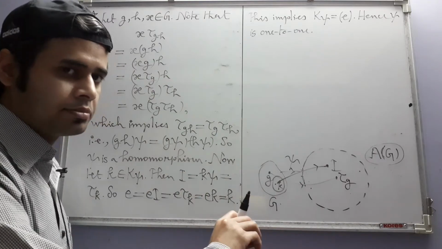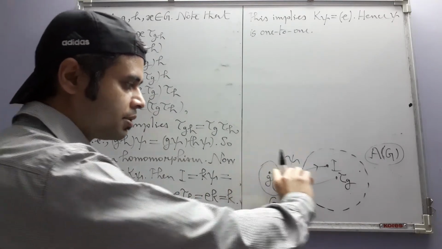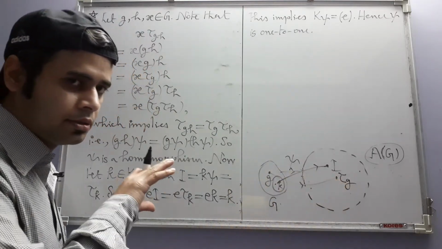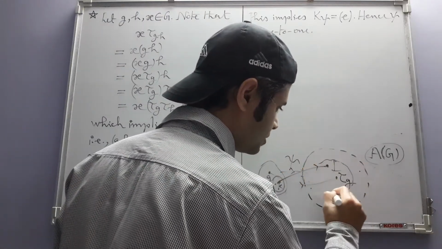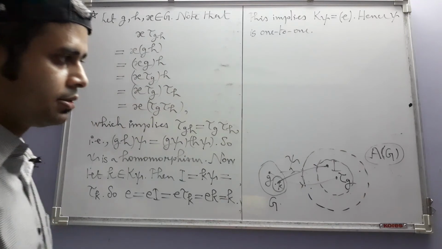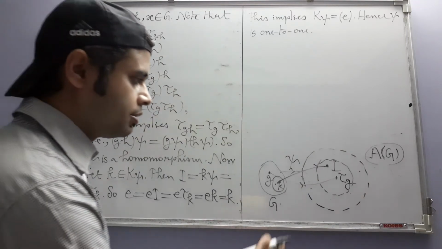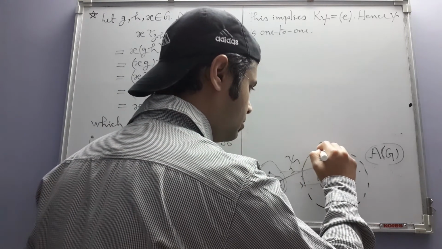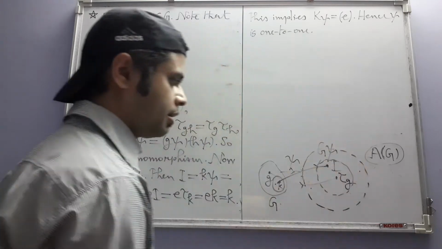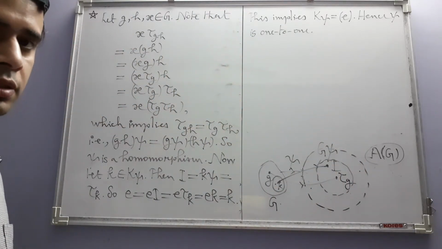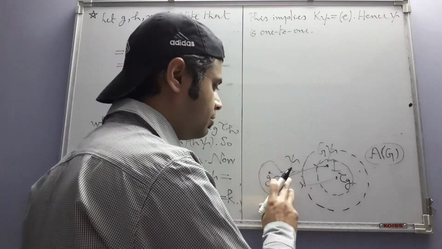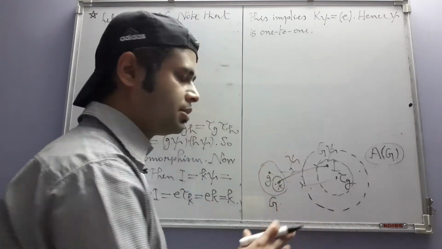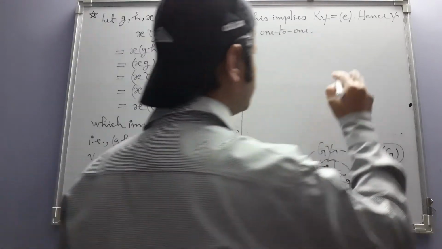There is no collapse. No two different elements are getting mapped onto the same element. In a one-to-one manner, it is getting mapped. Its shadow is inside A of G, and that shadow is nothing but the image of G under psi, which we already know is a subgroup of A of G. The image of any group under a homomorphism is always a subgroup.